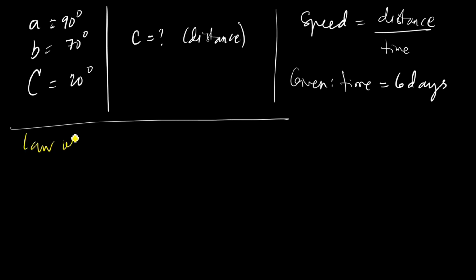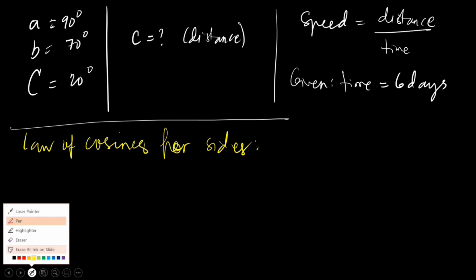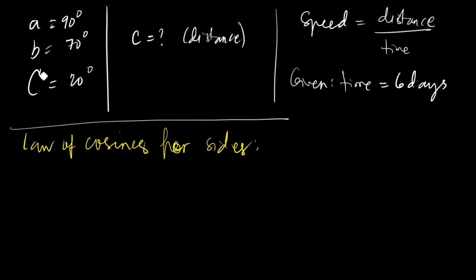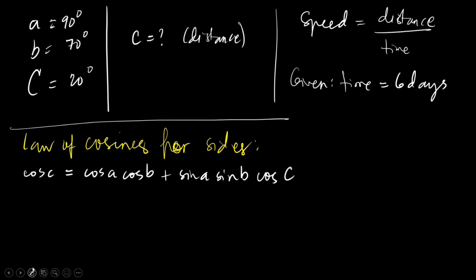So using the law of cosines for sides, if you can notice, we do have here big C and small c. We're going to use the third formula. So that is the cosine of small c equals cosine of small a, cosine of small b plus sine of small a, sine of small b, cosine of big C. So we need the small c. So we have c equals. Just move the cosine to the other side, so it will become arc cosine. Copy the right side.